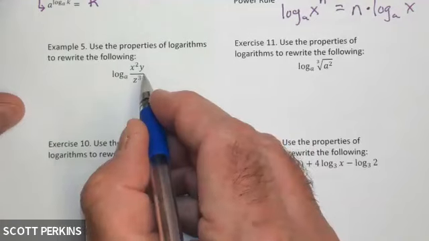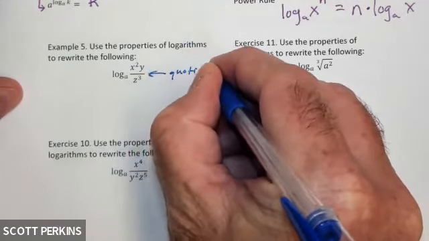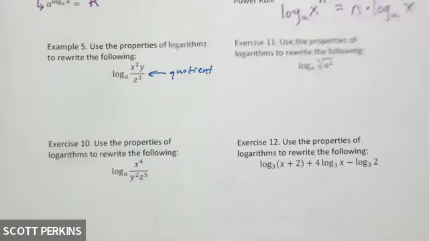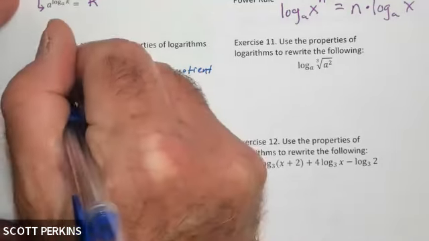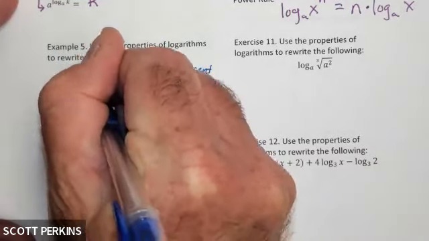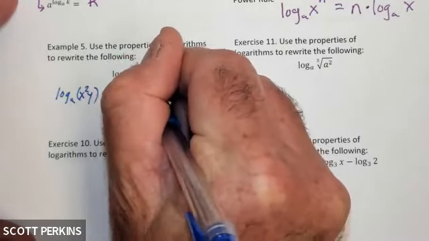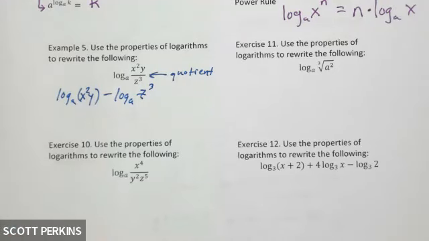So the first thing I notice is I've got a quotient. I'm going to start with that. So the first thing that I'm going to do is use the quotient rule, which says when you have a division, then you subtract the exponents. So I'm going to have the log base a of what's in the top, x squared y. And then I'm going to subtract the log base a of what's in the bottom, which is z to the third. Okay, so top minus bottom.